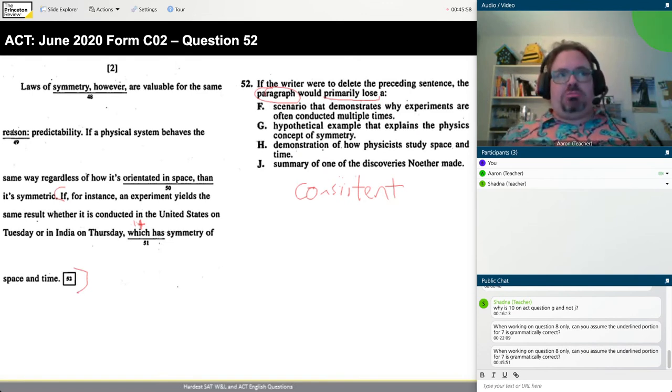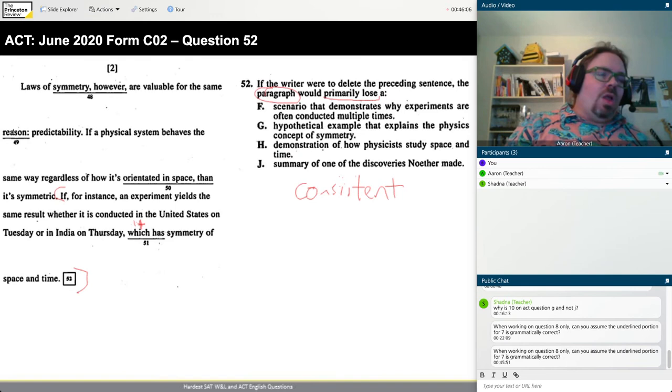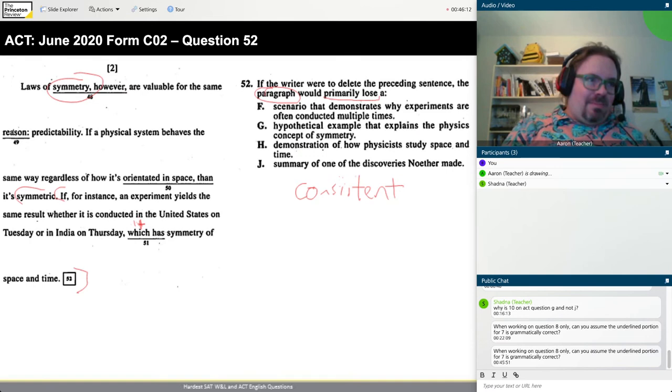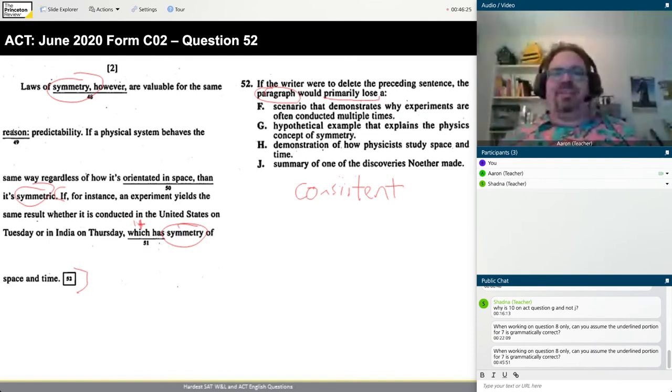So here we can just, okay. Now, what's the paragraph about? Excuse me. The paragraph. Laws of symmetry. Physical systems behave the same way regardless of how it's oriented, then it's symmetric. It has symmetry. So we need to be consistent that we're talking about this experiment and how it'd have symmetry if it's the same in these two different places at these two different times. But we also need to be consistent with this idea of symmetry because that's the topic of the paragraph. And once again, we want to know what the paragraph would lose.